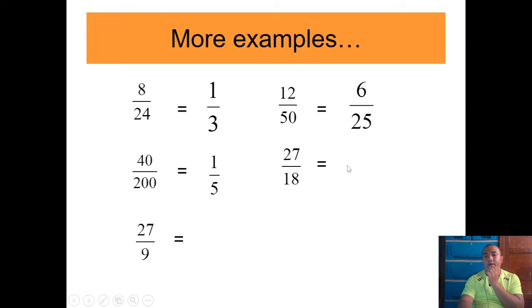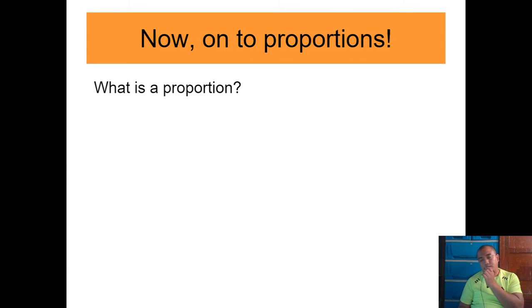Dito naman 6 over 25. Yes. Divide mo siya ng 2. Dito naman by 3. 3 halves. 3 over 1. Yeah. So that was ratios. Now we proceed to proportion.